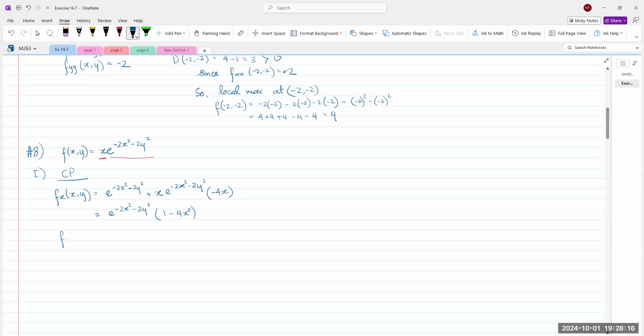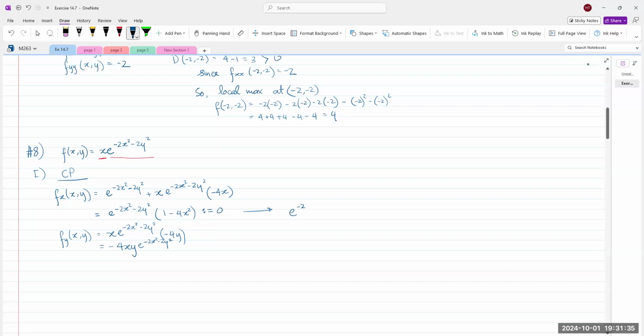How about f sub y of x, y? That's x e to the negative 2x squared minus 2y squared times negative 4y. If I make it look nicer, this is negative 4xy e to the negative 2x squared minus 2y squared. Now I will set these equal to 0.